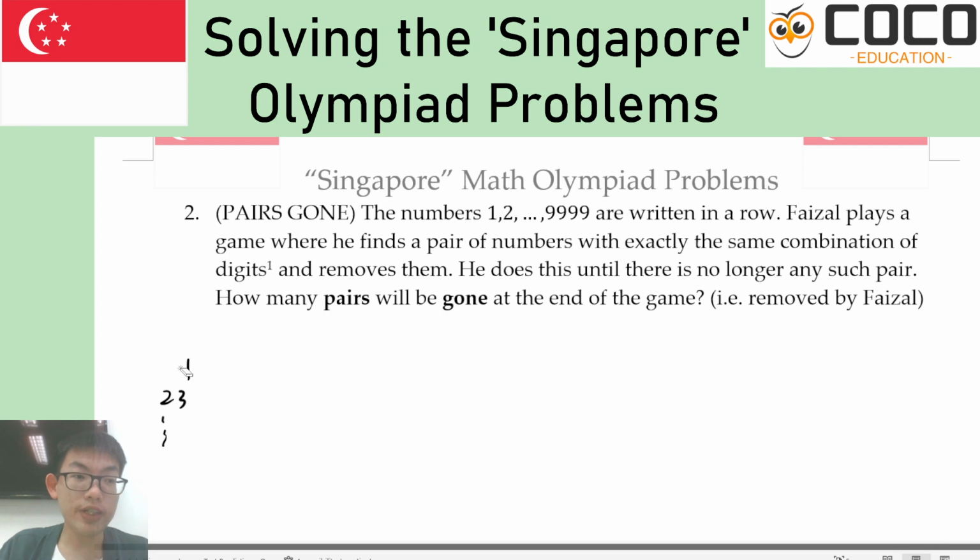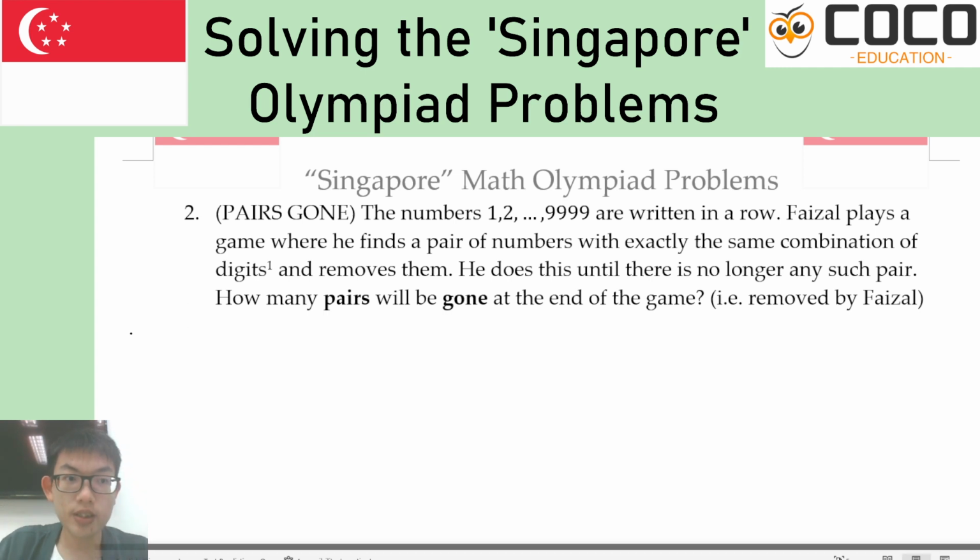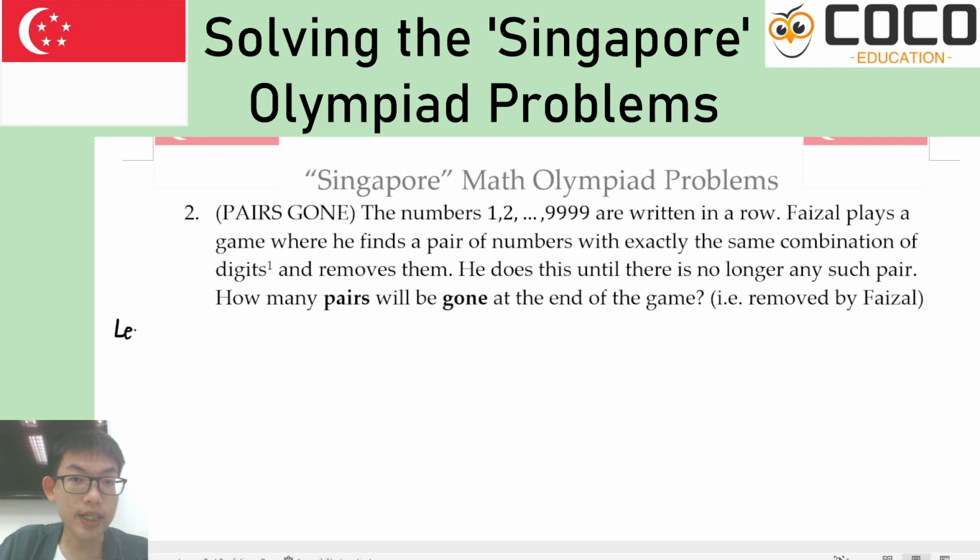And I think what we can do is to just split it by the number of digits, because the small digit cases are very trivial. So I just look at what will be left at the end of the game, and that will allow me to see how many pairs I got.